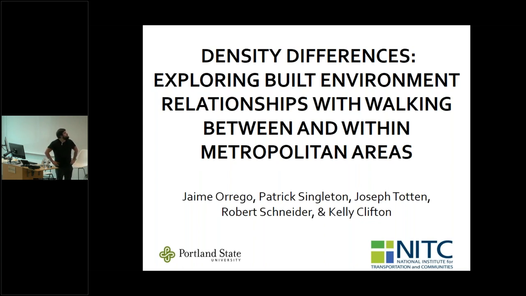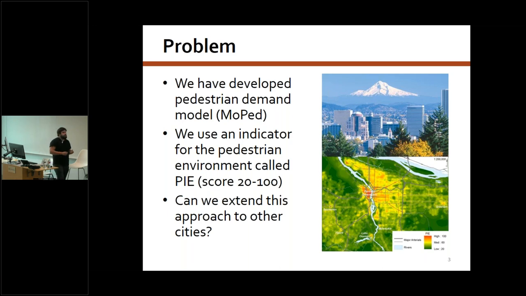The title of this work is Density Difference: Exploring the Built Environment Relationships with Walking Between and Within Metropolitan Areas. The first thing I want to start with is that we have developed a pedestrian demand modeling tool for Portland over the last 5 years before I arrived here. In this tool, we managed to build an indicator of how probable it is that the environment is going to cause walking trips. This indicator is called PI, the pedestrian use of the environment, and we set it up to be a score between 20 and 100.